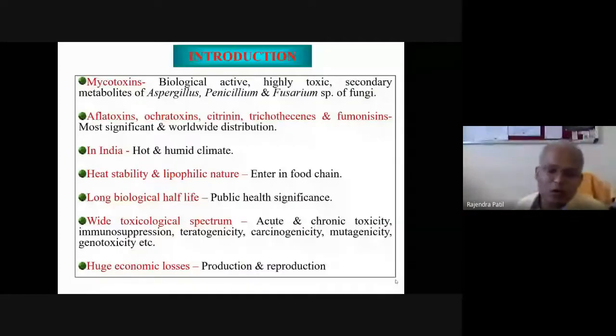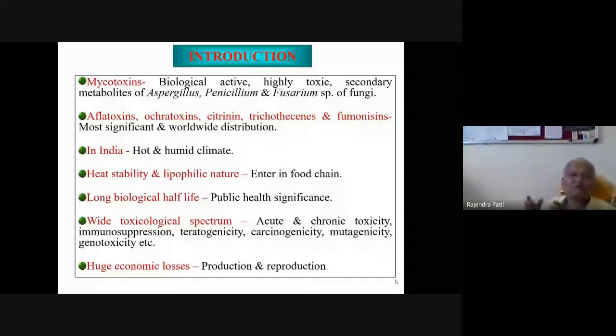What are the mycotoxins, how they are causing deleterious effects or causing mycotoxicosis in animals, then what are the diagnostic methods or the newer diagnostic techniques, and the amelioration aspects we are going to cover today. So regarding the mycotoxins, these are low molecular weight, biologically active, highly toxic secondary metabolites mainly produced by toxigenic species like Aspergillus, Penicillium, and Fusarium.